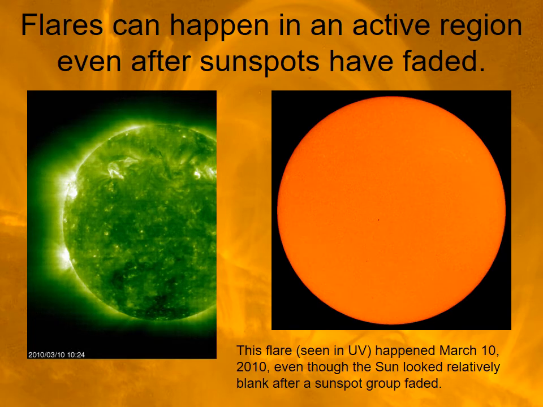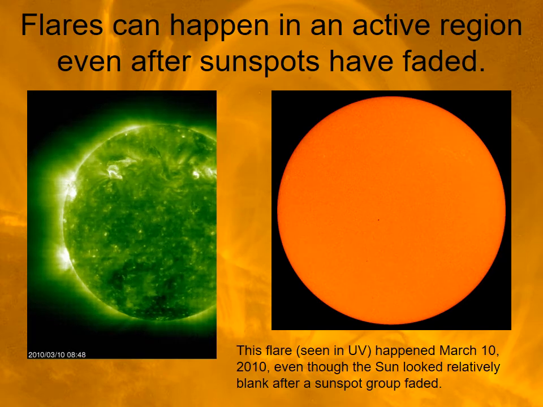So on the left, in this picture, you see a time lapse of a flare happening. This is actually in ultraviolet light. You didn't actually see anything in the visual image because the sunspots had already faded. So this tells you that you can get a flare even if you don't still see the sunspots themselves.